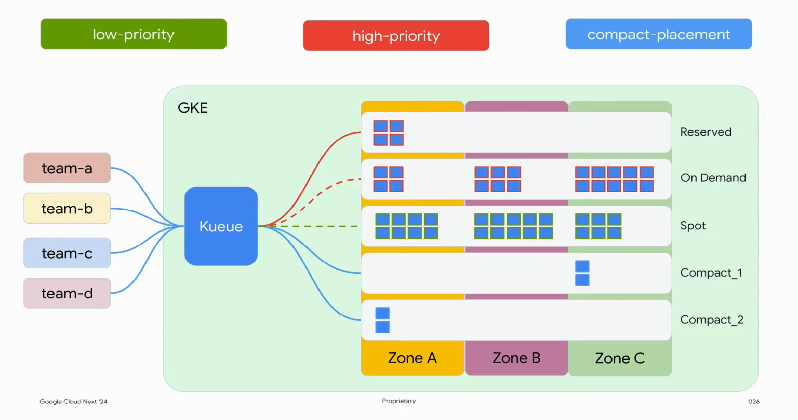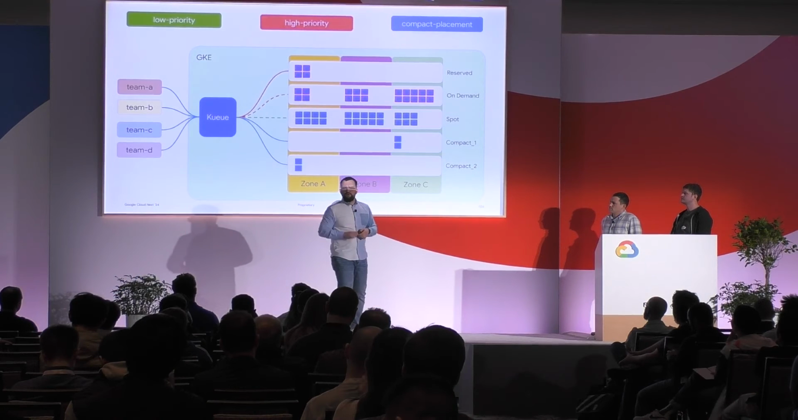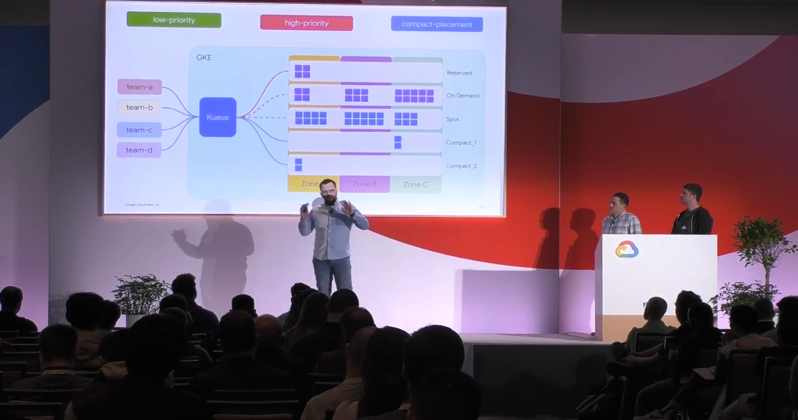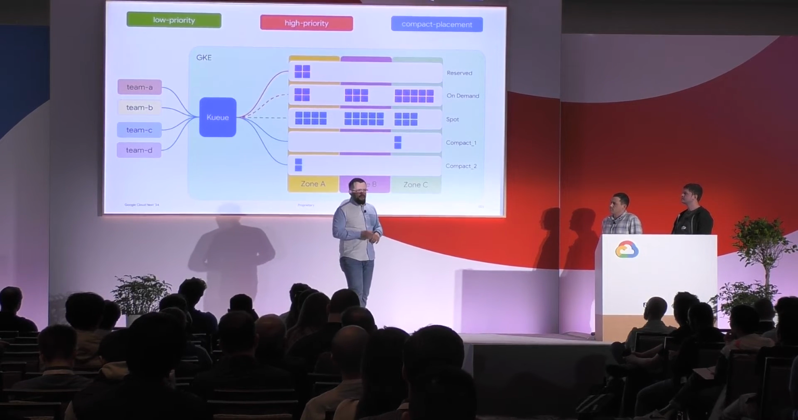You can model a variety of resource flavors like types of machines, shapes of those machines, maybe consumption models. Maybe you want to prioritize running on your reservation, but when you're out of that reservation, then you'd like low priority workloads to spill over to spot machines. All that logic can be coded into Kueue.